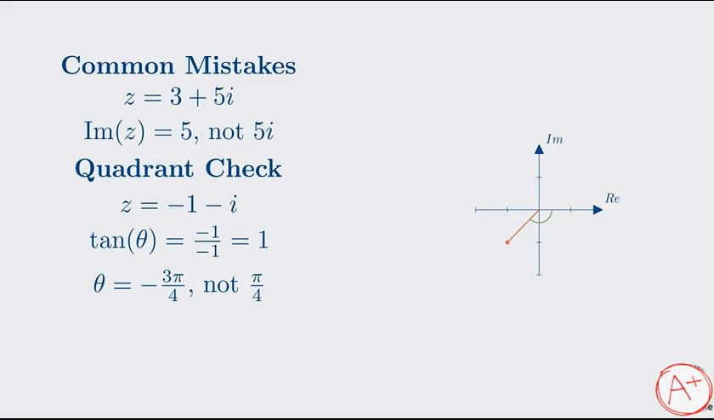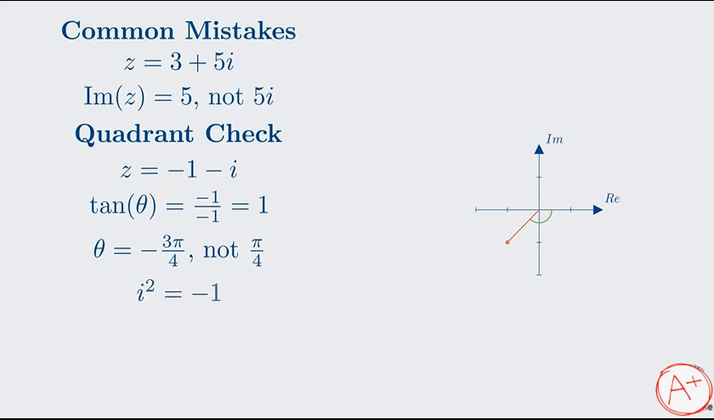Lastly, be careful with signs during multiplication and division. A common mistake is forgetting that i squared equals negative 1, which flips the sign of the constant term.